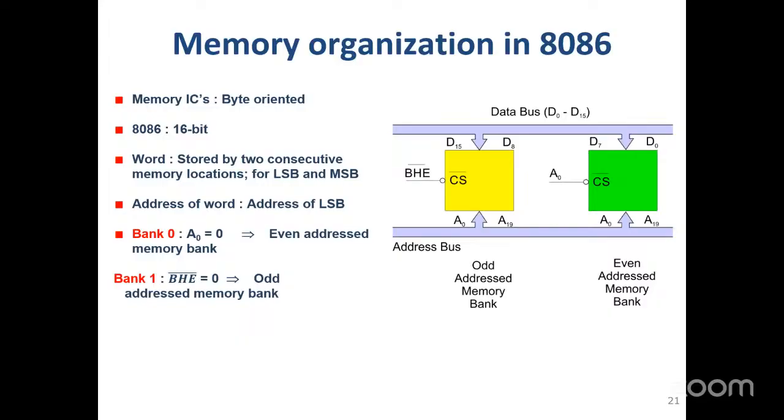If there is 16-bit information, in that 16 bits, the first 8 bits and second 8 bits, this is called the even address data, and this one is the odd address data.